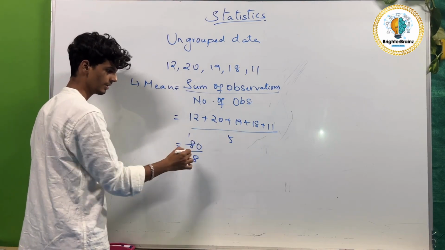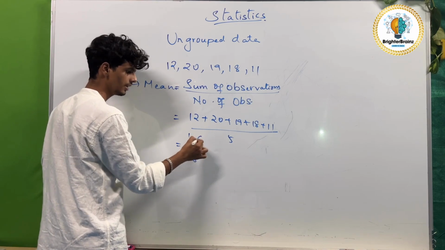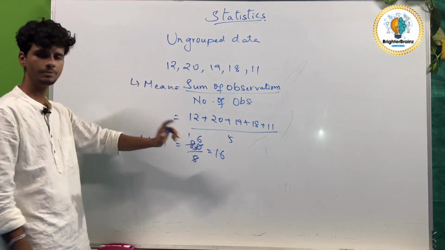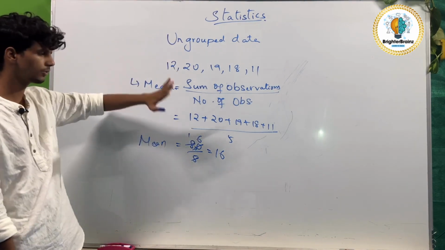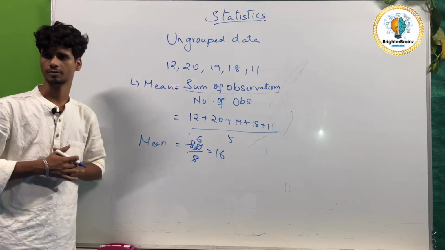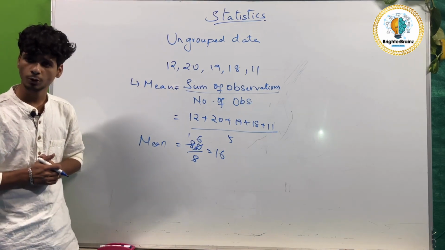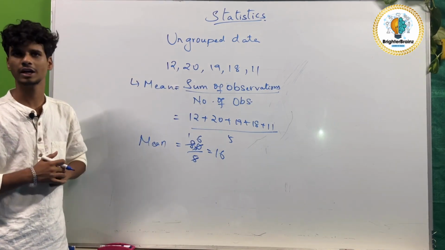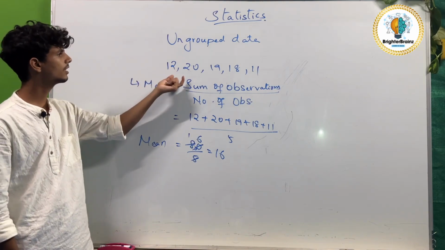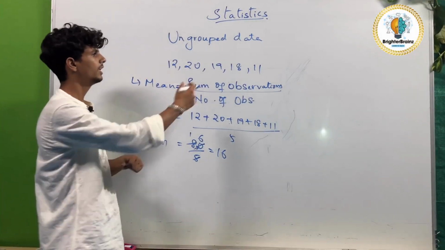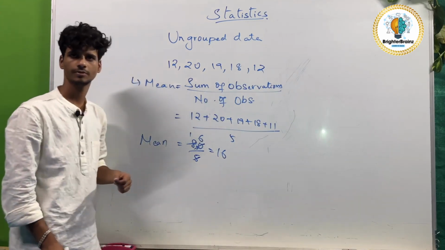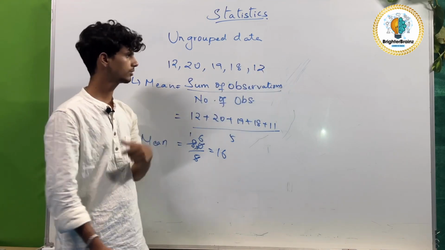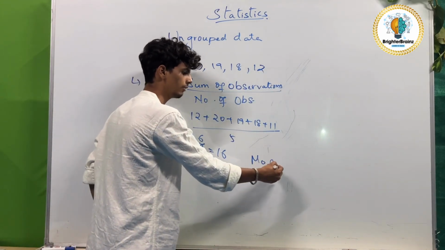5 ones are 5 and 3 will be left over. 30 is 6 times 5. So it is 16. Here the mean of this ungrouped data will be 16. In this way, for ungrouped data we find the mean. And what is mode? Mode is the most repeated observation. Here there is no repeated value, so let us take 12 again. If we take 12 there, which is the most repeated value? Only 12, that is 2 times. So the mode for this will be 12.